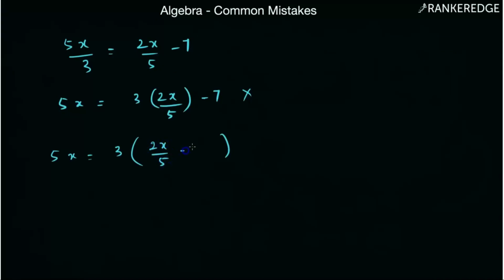2x by 5 minus 7. That means 5x is equal to 3 into 2x by 5, that is 6x by 5, minus 3 into 7, that is 21. Now I can solve.